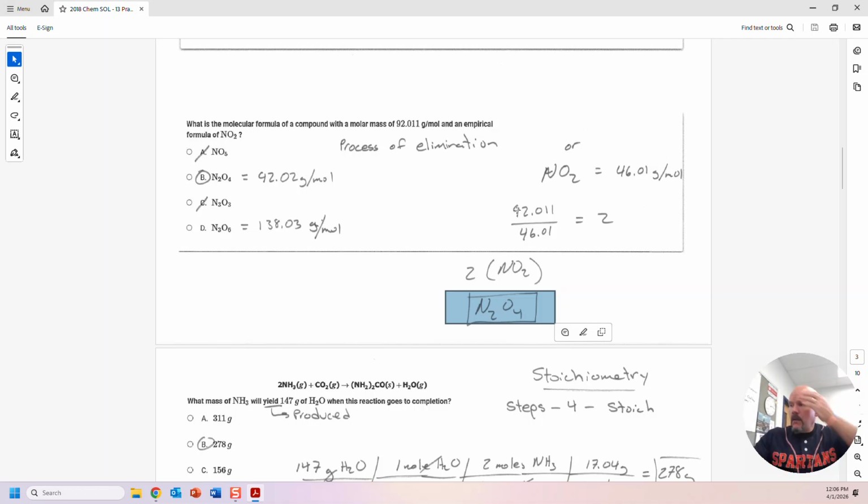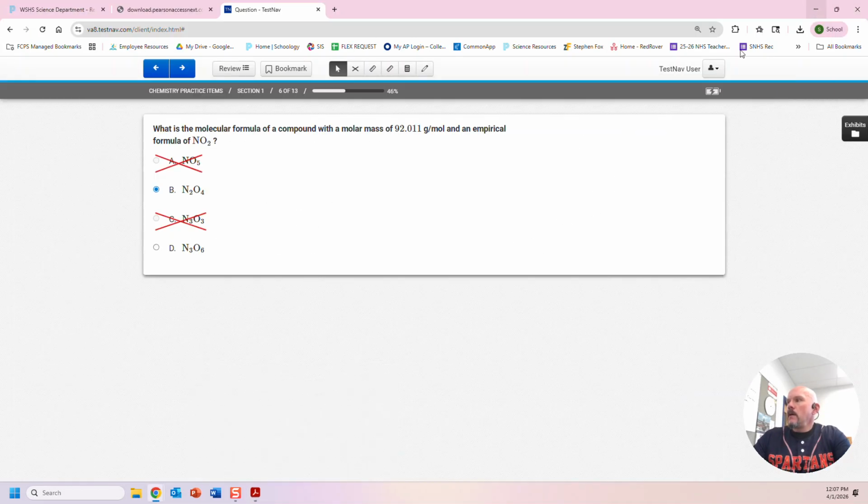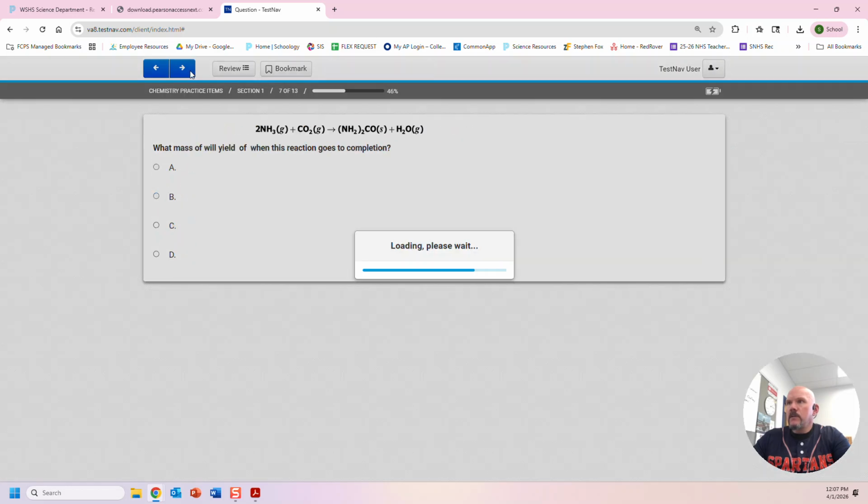But again, multiple choice, be a smart test taker. If you can eliminate 2 questions and then you have to take a blind guess, now it's 50-50, right? We could do this without finding the molar masses. We could do it this way. This adds up to 92.02, so close to that. This adds up to 138.03, so it can't be that, right? Okay. All right, so let's go to the next one.